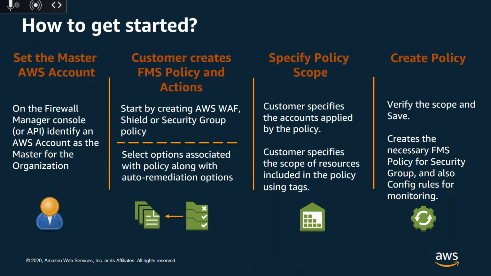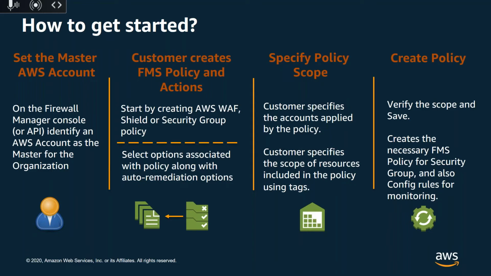You will then create an FMS policy and actions. For example, in this case, you might want to create an AWS WAF, Shield, or security group policy, and then select the options associated with those policies to decide how you would like to auto-remediate that.